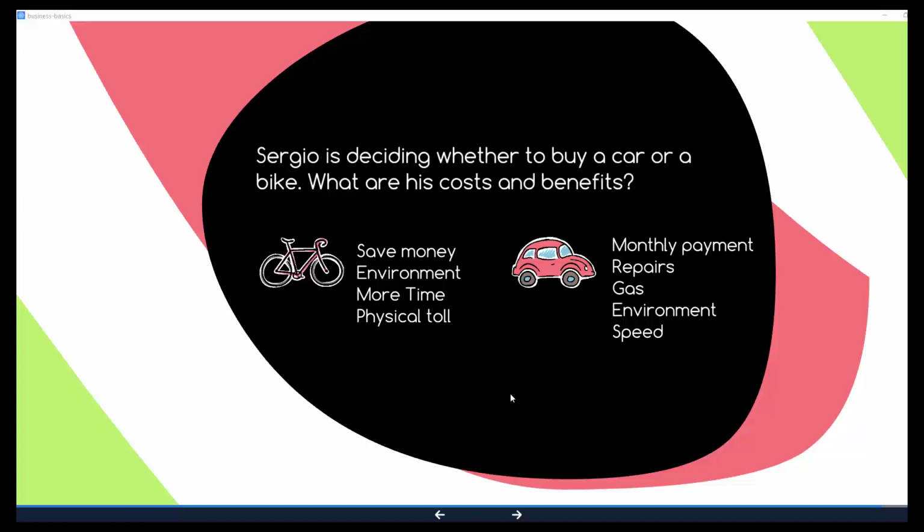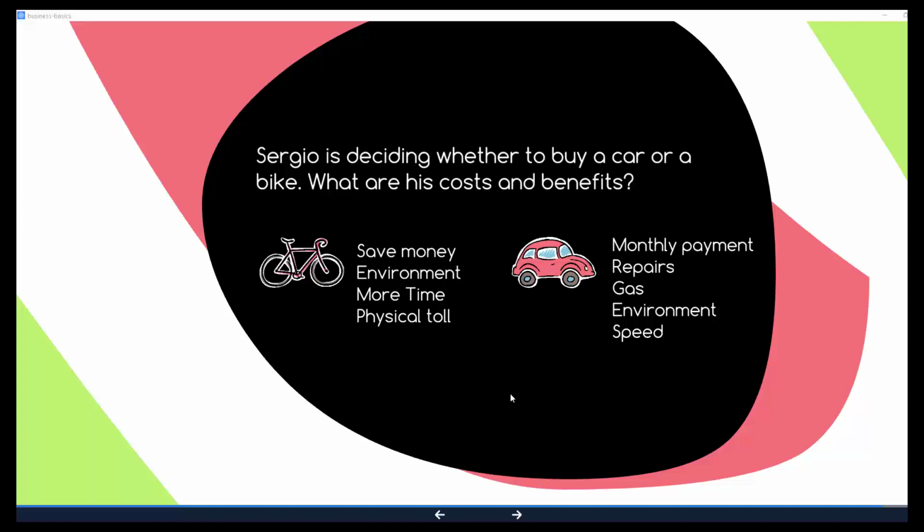Well, the cost of buying a car is that I'm going to have a monthly payment. I got to repair it. I got to have gas. I didn't put it on here, but like insurance. It's much more expensive to have a car. Not as good for the environment. But I'm going to be able to get where I need to go very, very quickly. And it's very much more convenient for me. So those are my benefits and my costs.